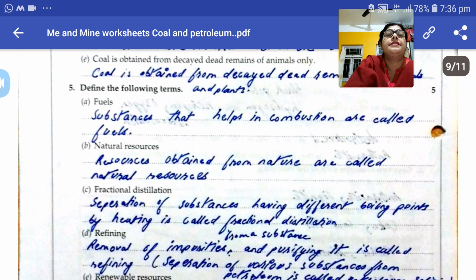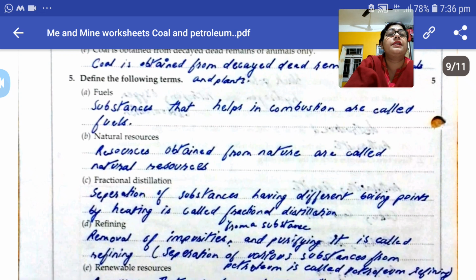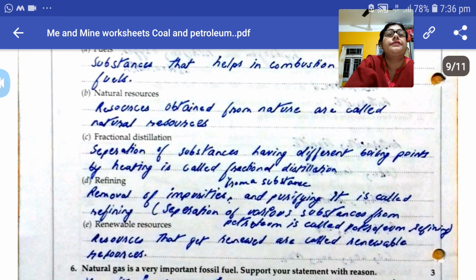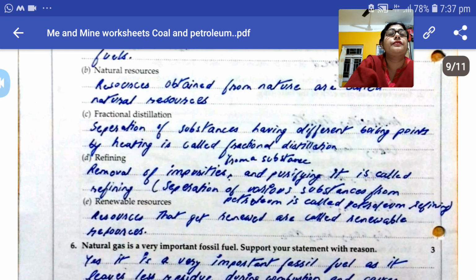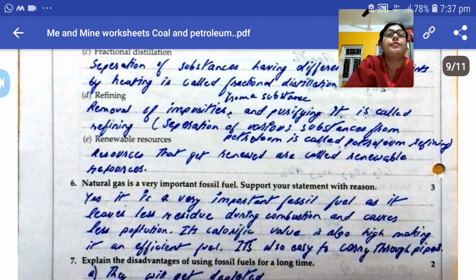Okay. Then define the following terms. What is a fuel? That we have already done. That substances that help in combustion are called fuels. Natural resources, the resources which are obtained from nature. Fractional distillation, separation of substance having different boiling points by heating. Actually the boiling point should have a difference of at least 25 degrees Celsius. Then refining, this is the process of removal of impurities from the crude substance which is taken for refining. Then renewable sources, the resources that can be renewed are called renewable resources.